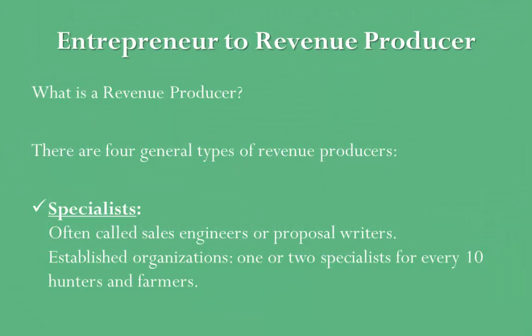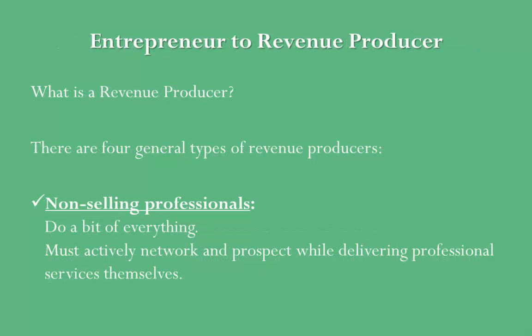Your specialist is referred to as your sales engineer or proposal writers, and in your larger organizations they can be found in the context of 2 specialists for every hunter and farmer, and that's plural. The final and most interesting position is called the non-selling professional. This is your support area. So we're going to look at support later on in this presentation, but they do a bit of everything, and they deliver the professional services themselves, and they are supporting what's known as the line positions. Hunters and farmers are line positions. The non-selling professional is not line, but they do support those who are line positions.